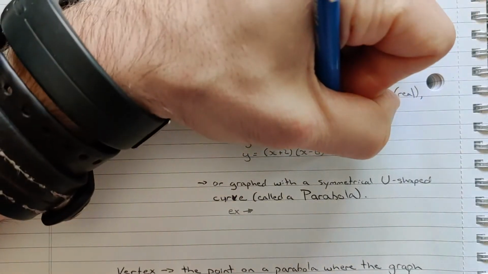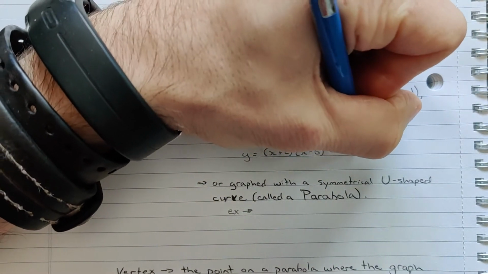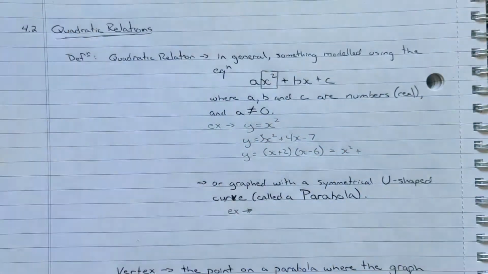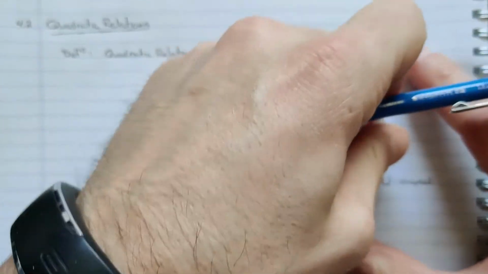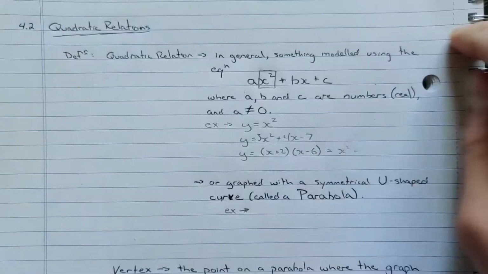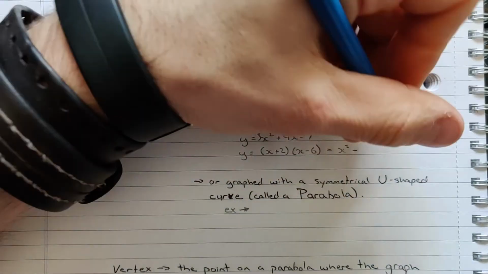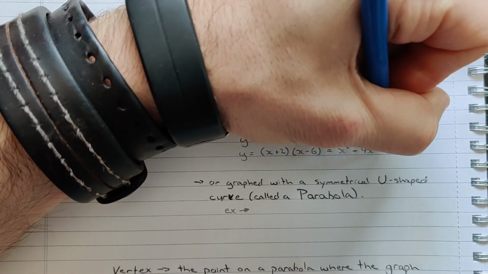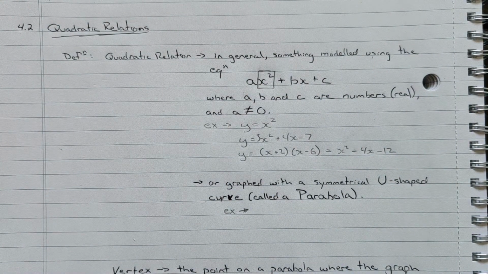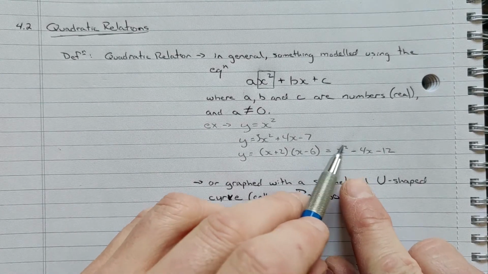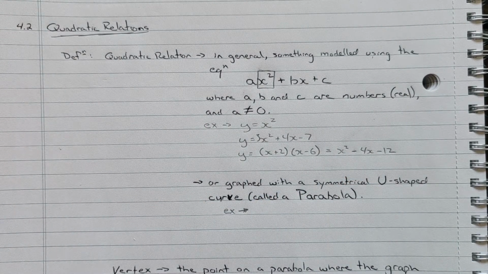If we expand that out, we would actually get x squared plus, or sorry, that should be a minus. My eraser does not want to erase the plus. X squared minus 4x, and then minus 12. And so there we see that we have, again, that quadratic relation having that x squared there. So any equation that has that x squared value in it and no other power of x, that is going to be our quadratic equation.